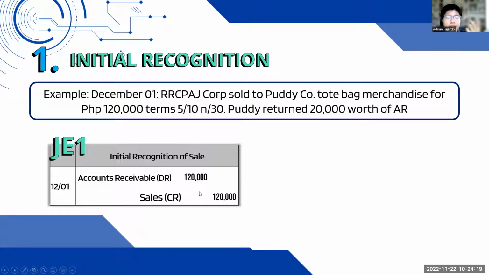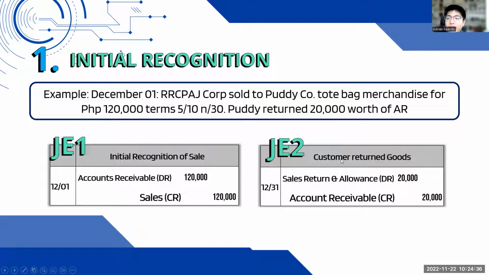So first journal entry in initial recognition, tumaas si AR account natin. Now, it said that Padico returned 20,000 worth of AR. So return means a sales return and allowance. So the second journal entry na we have to take note is that the customer returned goods. So it would be debit SRA, credit accounts receivable. So now, dahil nag-return ng goods, bumaba yung expected receivable natin. And therefore, sales returns and allowance lowers down your accounts receivable.